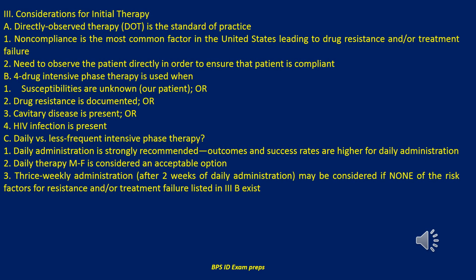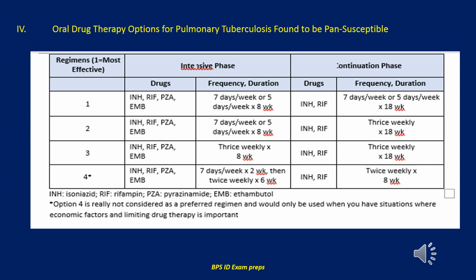Thrice weekly administration after 2 weeks of daily administration may be considered if none of the risk factors for resistance and/or treatment failure listed in 3b exist. Pause the video and scrutinize the table summarizing oral drug therapy options for pulmonary tuberculosis found to be pan-susceptible.